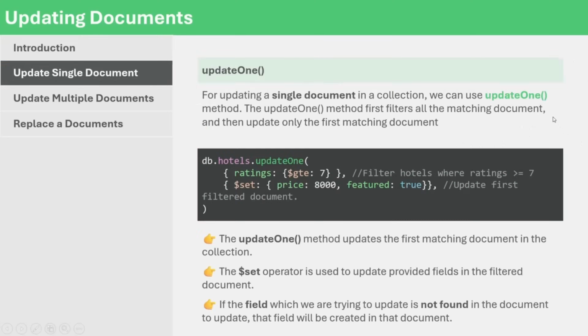Let's start with updating a single document. For that, we have the updateOne method. Using this updateOne method, we can filter a document which we want to update. And then as the second argument, we can pass the document with the fields which we want to update. And for updating, we use this $set operator. Using this $set operator, we are telling that update a document where the ratings is greater than or equal to 7, and there update the price and featured field. Let's see this in action.